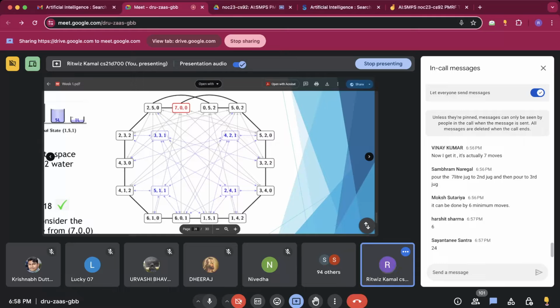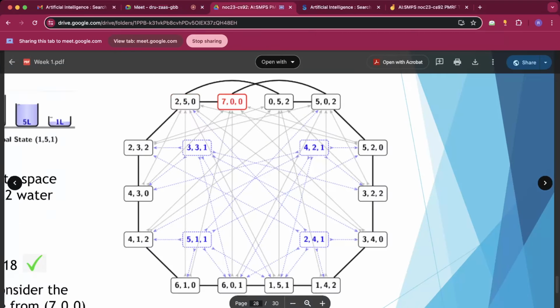So we were told to start with this 700 state, which is the initial state, and from here there are some dark black arrows, which basically means that you can go back and forth from these states to one another. So from 700 you can go to 250. From 250 you can go back to 700, or you can go to 052.